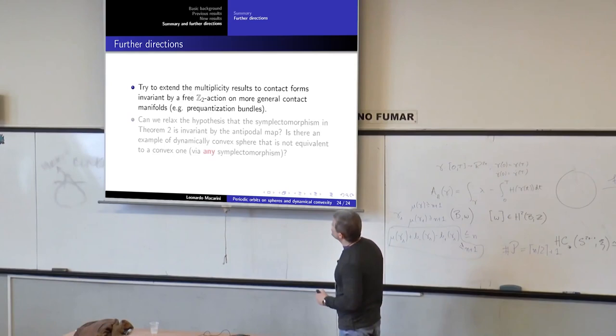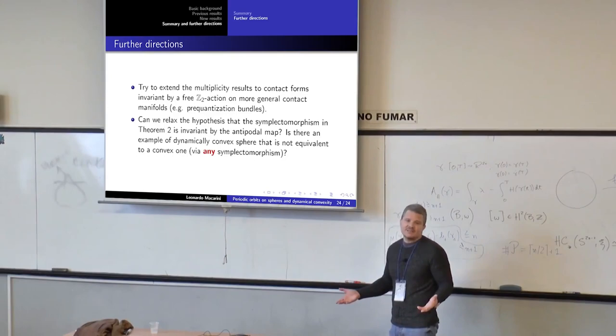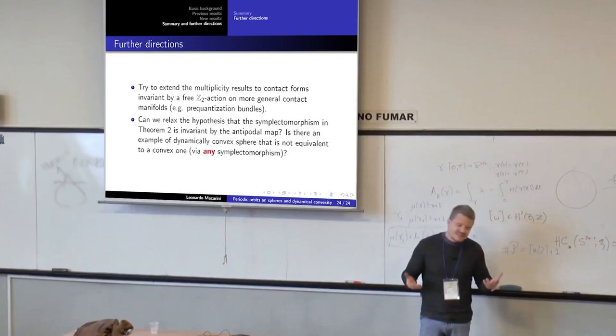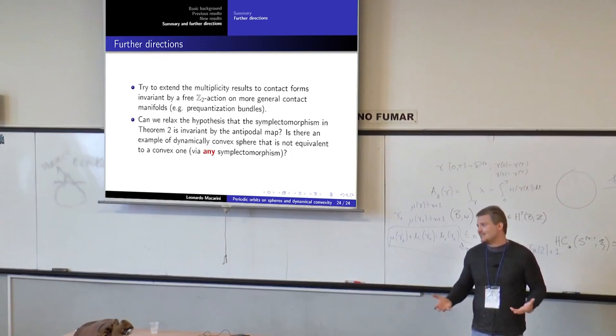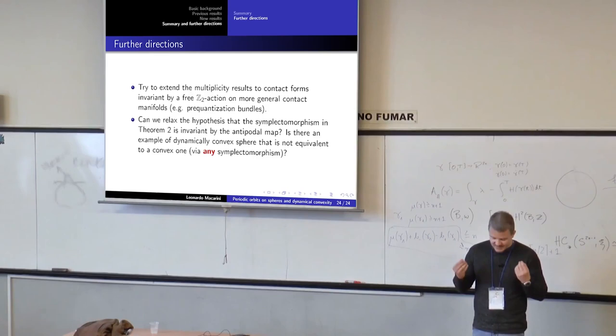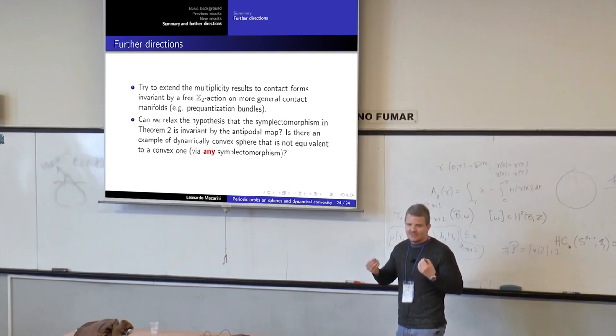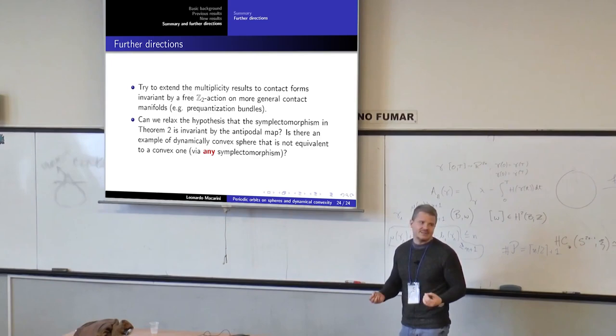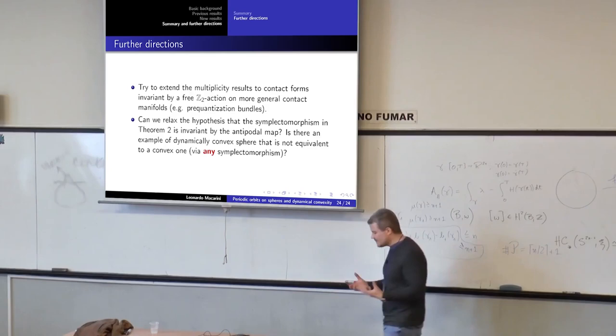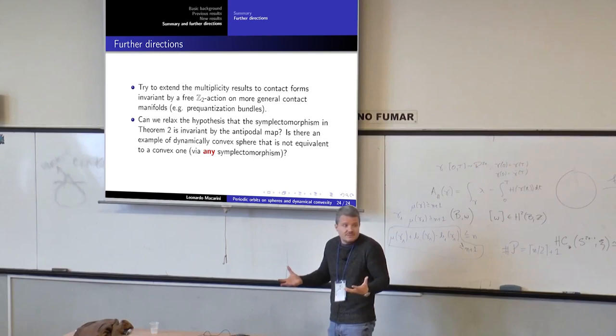And to finish, we have this question. It's a very important question for people in symplectic topology. Are there examples of dynamically convex spheres that are not equivalent to convex ones via any symplectomorphism? What we proved is that we got examples that cannot be equivalent via a symplectomorphism that commutes with the antipodal map, but we have no idea how to improve this result to any symplectomorphism. As I said, it is important to have a symplectic characterization of convexity. What is convexity from the symplectic point of view? Okay, that's all. Thank you very much.